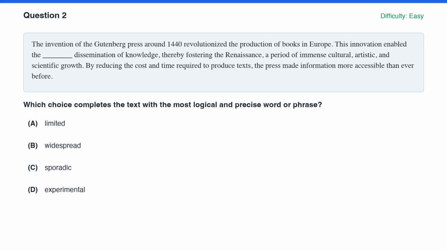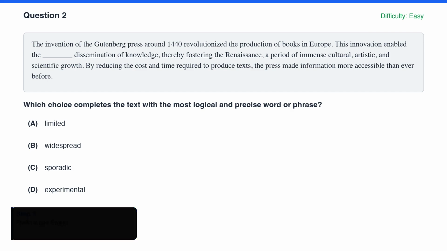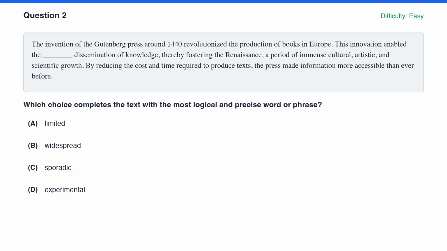Step 2, circle the signal. No transition word, but the passage gives a strong directional language. Revolutionized, more accessible than ever before, reducing the cost. Everything points one way, positive and broad. Step 3, predict in plain English. Information was being spread far and wide. Predict, broad or everywhere.